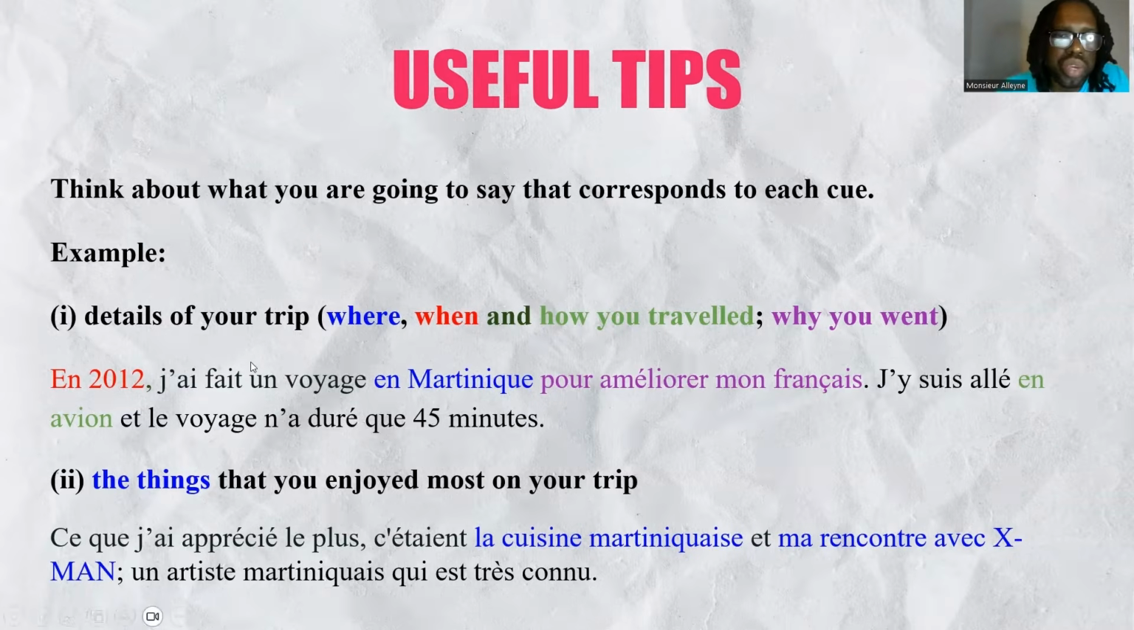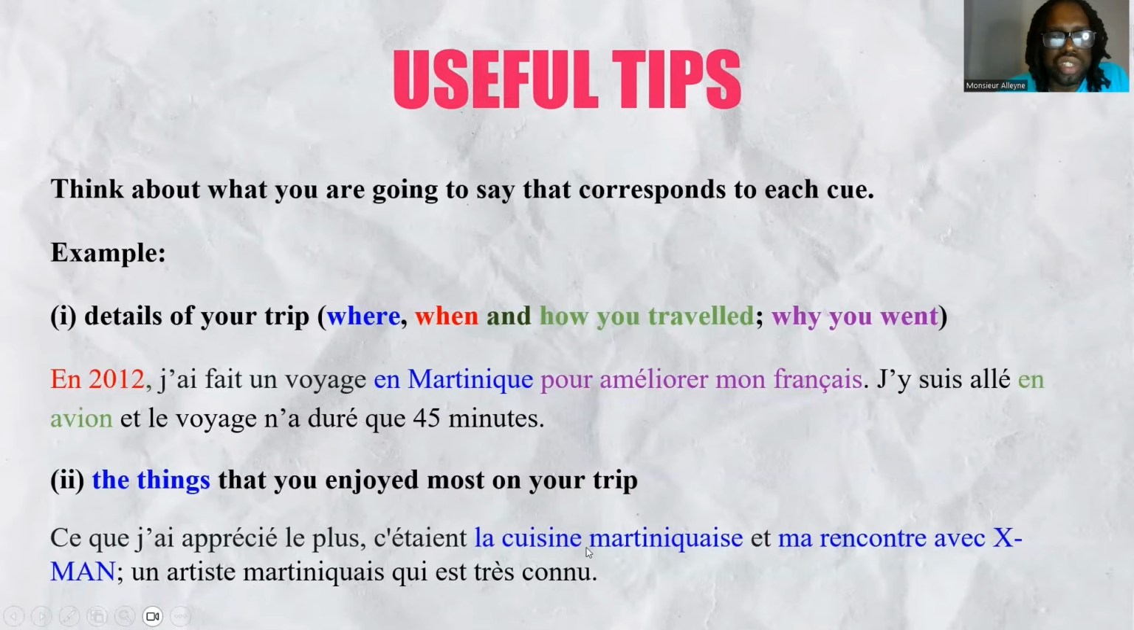So you understand the when is in 2012, the where is in Martinique, right? Is to Martinique. We travel to Martinique. The why is in order to improve my French, and the how is by plane. All right. I hope that is clear. Let's move on to cue number 2. So cue number 2 is asking us to include information about the things that you enjoyed most on your trip. So what we have here is ce que j'ai apprécié le plus.